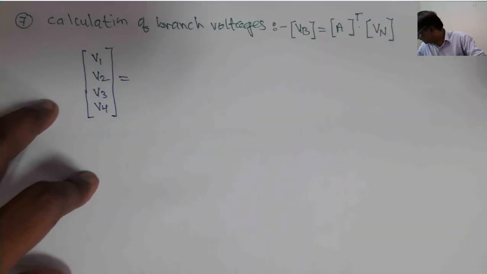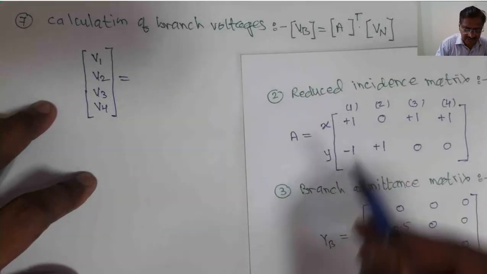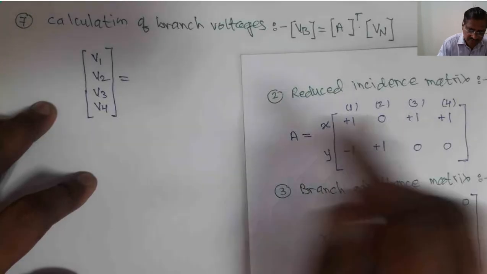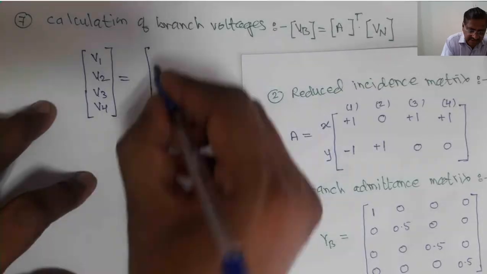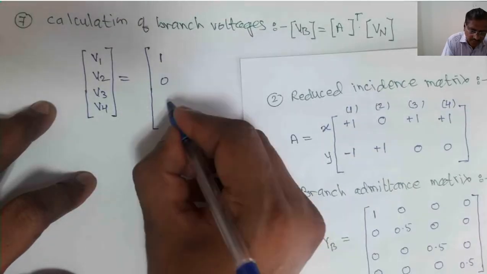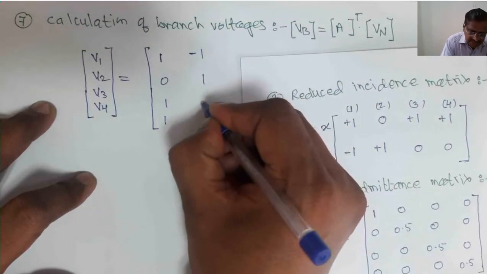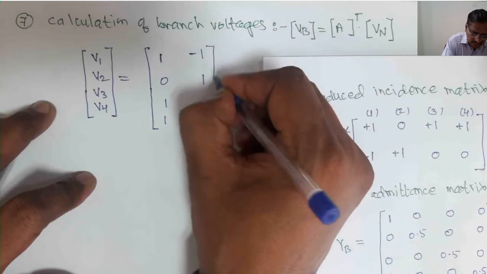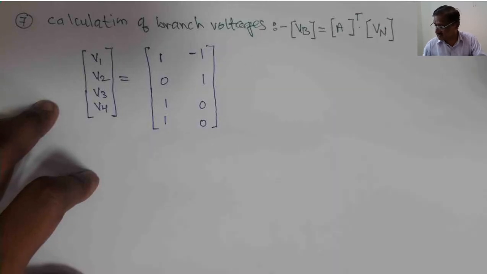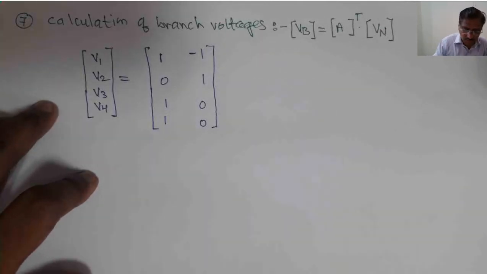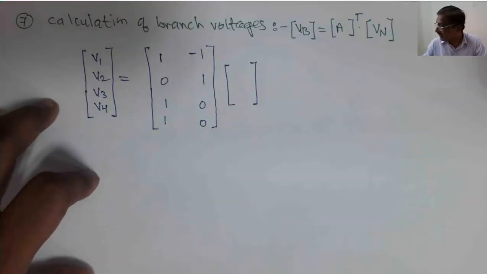The matrix A is the reduced incidence matrix, and here we need the A transpose of this matrix. The transpose of this matrix is 1, 0, plus 1, plus 1 in the first row, and minus 1, plus 1, 0, 0 in the second row. This is A transpose, into the node voltages Vx and Vy. Already we have calculated those values.